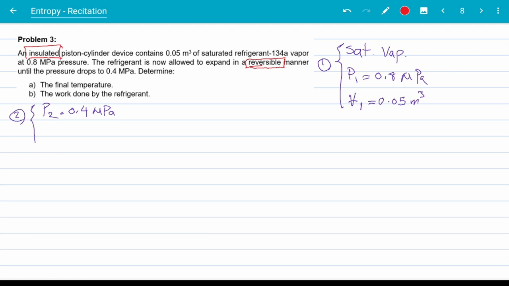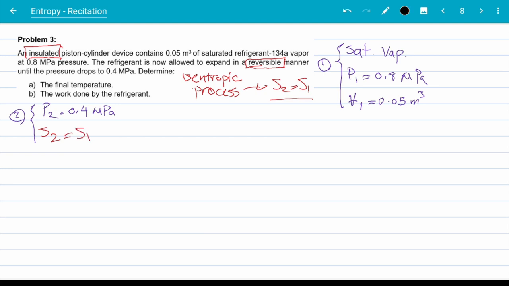Now, any reversible adiabatic process is an isentropic process. We know it's adiabatic because the piston and cylinder is insulated. We know it's reversible because the problem explicitly says so. So we are dealing with an isentropic process. It means that the process is ideal, and so change of entropy is zero. S2 is equal to S1. So this is the other known factor about state 2.